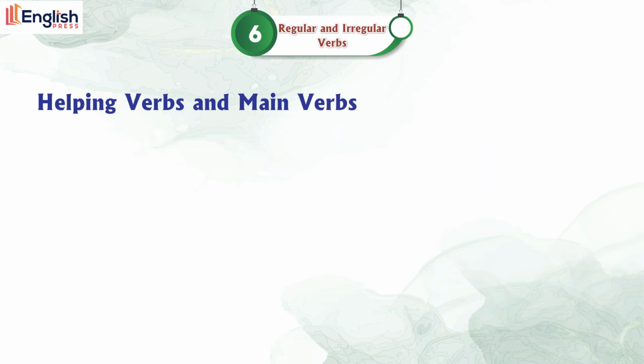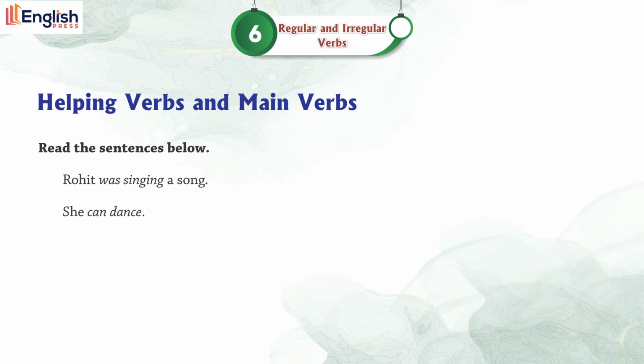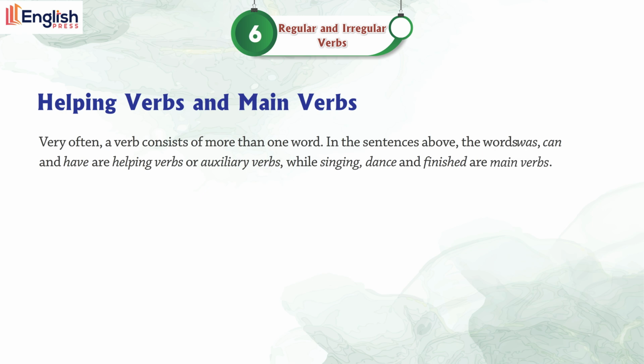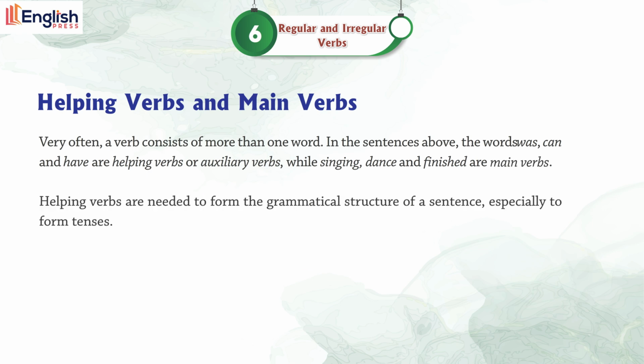Helping verbs and main verbs. Read the sentences below. Rohit was singing a song. She can dance. I have finished my breakfast. Very often, a verb consists of more than one word. In the sentences above, the words was, can, and have are helping verbs or auxiliary verbs, while singing, dance, and finished are main verbs. Helping verbs are needed to form the grammatical structure of a sentence, especially to form tenses.